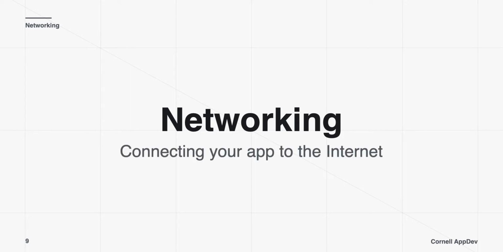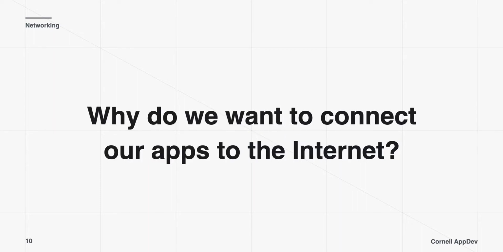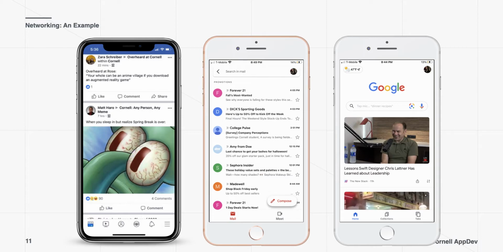So the idea of networking is basically just how several computers can communicate with each other and share information. And in our case, we have our app, and we want to use networking to connect to the internet, and the internet can help the app talk to information on other computers. So why would we want to connect our apps to the internet? Let's first look at an example. If you look here, you have Facebook, Gmail, Google, and all of this information is on the internet, right? It's not just there on your device.